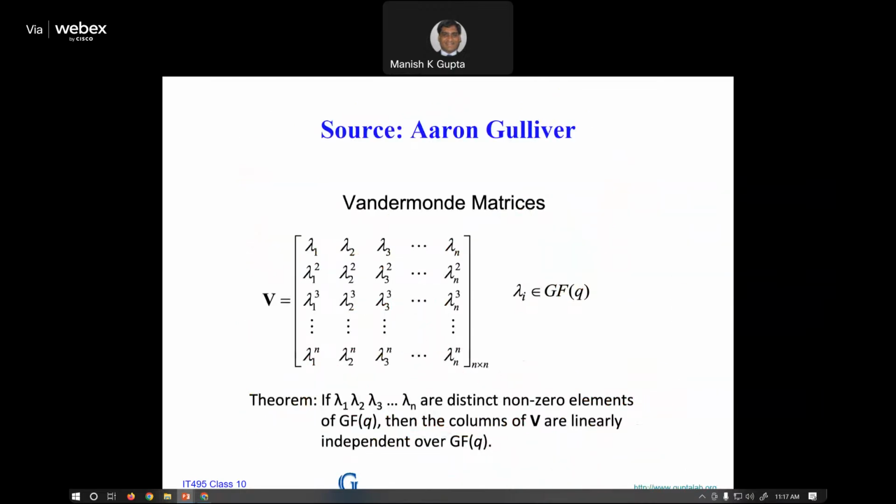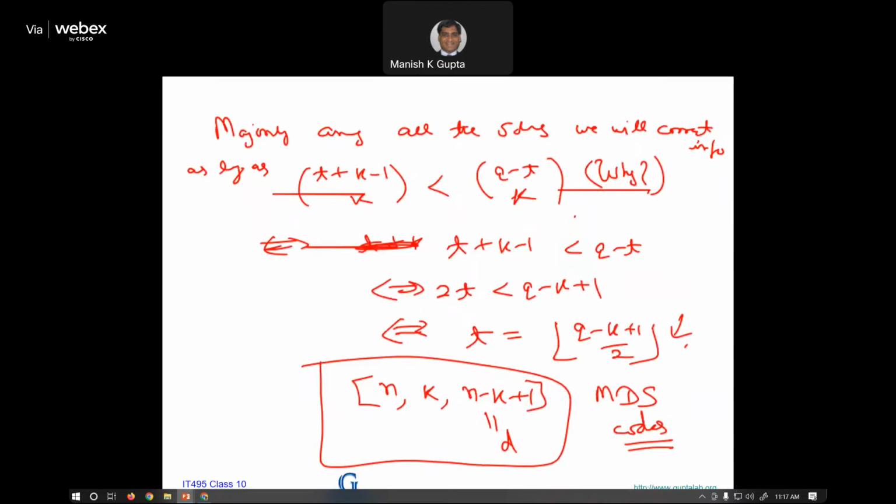So we can get correct solutions as long as this value, again using the majority decoding approach, is less than this. Again, this I am leaving as an exercise. I have written why purposefully, figure it out so that I can ask also. You can simplify this, and T turns out to be this value. I mean, 2T is less than this, and so on. So essentially, you get the distance turns out to be, because T is greater than D minus 1 by 2, so the distance is now N minus K plus 1.